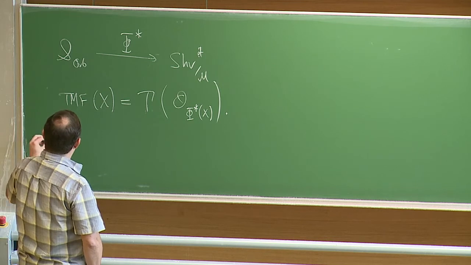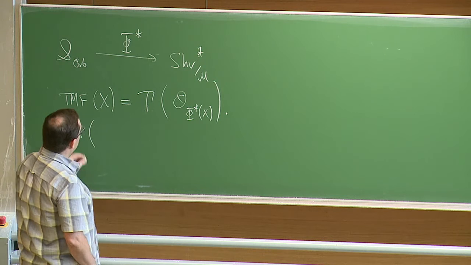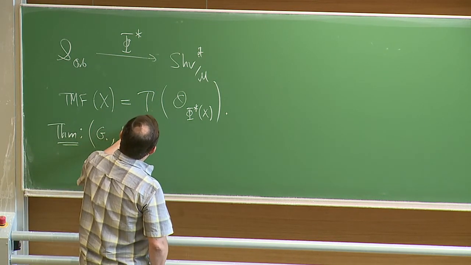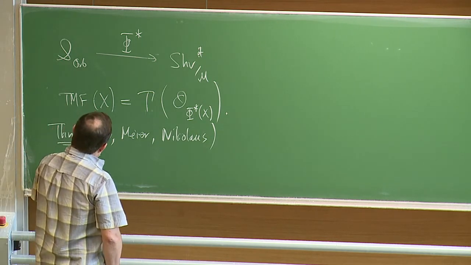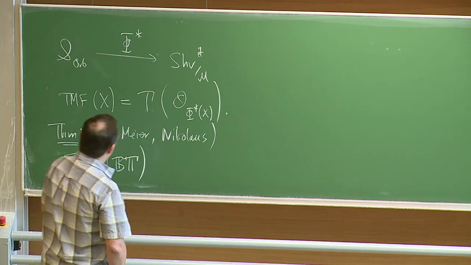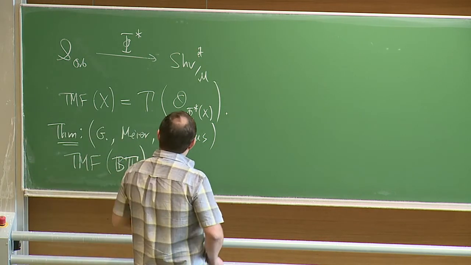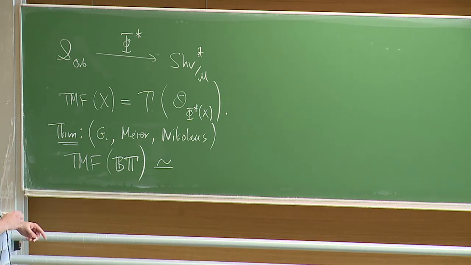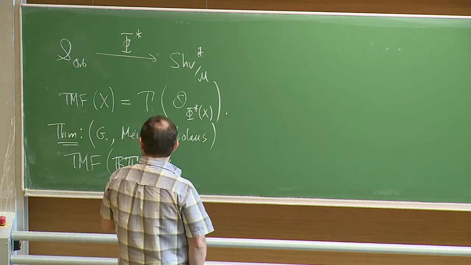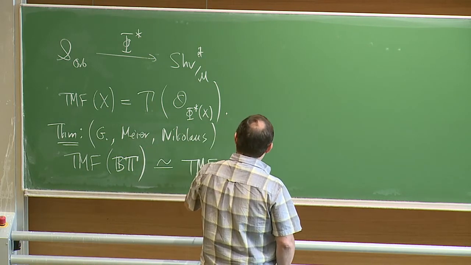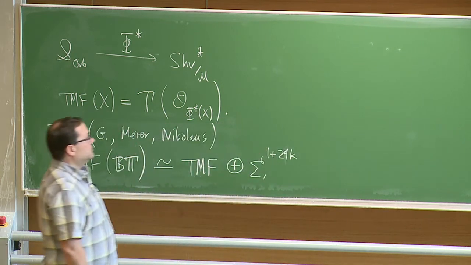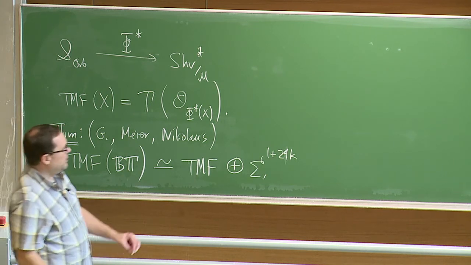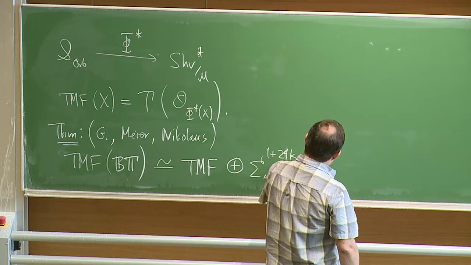But first, this is a result in progress of myself, Leonard Meyer, and Thomas Nikolaus, which says that when you take TMF of the stack BT, what you get is, surprisingly, and in contrast to the K-theory case, where the K-theory of this is the representation ring of T, which is not a dualizable KU module, you get rather that it's TMF, in other words, TMF of a point, plus a suspension, which we can pin down to a multiple of 24. It's 1 plus 24 times something of TMF.